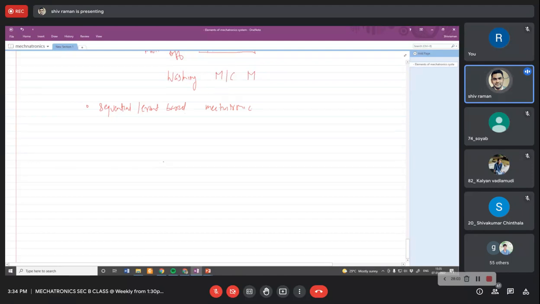Basically, a sequential or event-based mechatronic system will complete one sequence, and only then switch to another sequence. The operation or the desired output is reached in a step-by-step manner by performing certain sequences. So if you consider your washing machine, you have a pre-wash cycle.